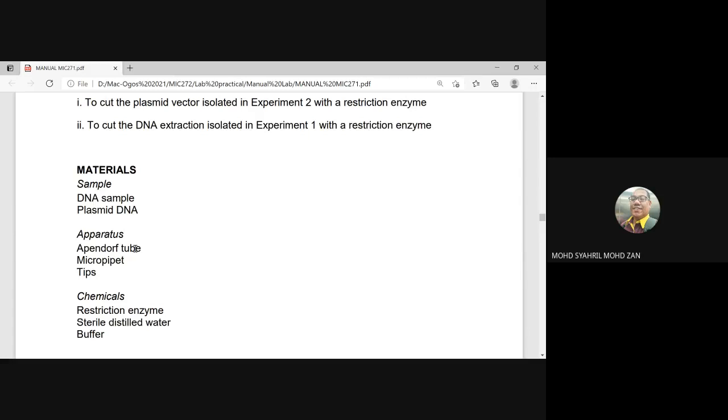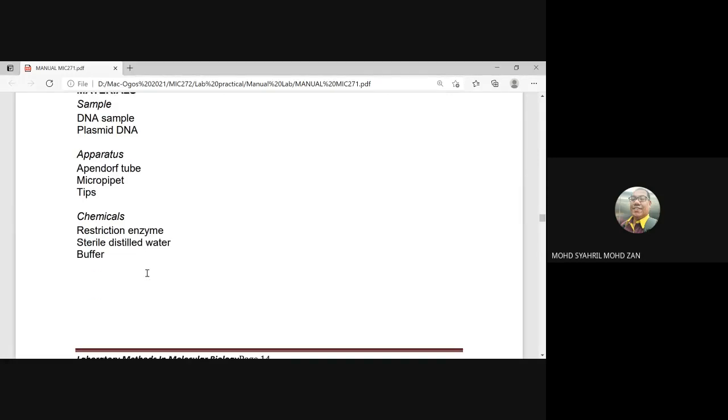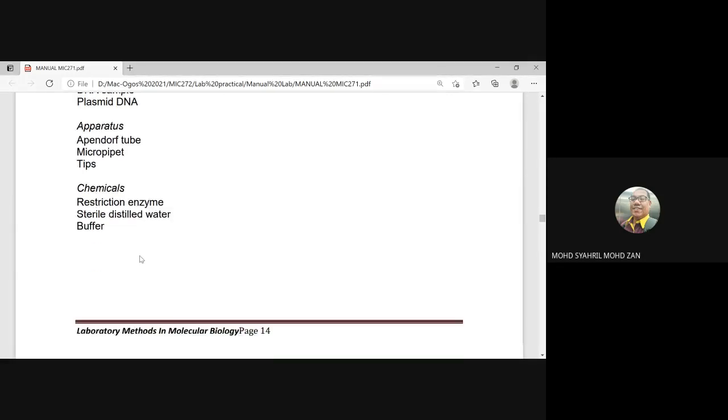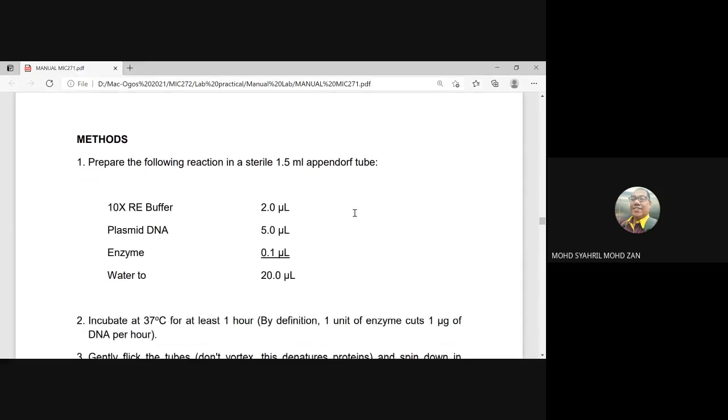So we need Eppendorf tubes, micropipette and tips. The chemicals we're using are restriction enzymes, sterile distilled water and buffer. So the method: prepare the following reaction in a sterile 1.5 ml Eppendorf tube. In the Eppendorf tube, what do you have to put? Number one, you have to put 10 times RE buffer. RE represents restriction enzyme. The restriction enzyme buffer is about 2.0 microliters.